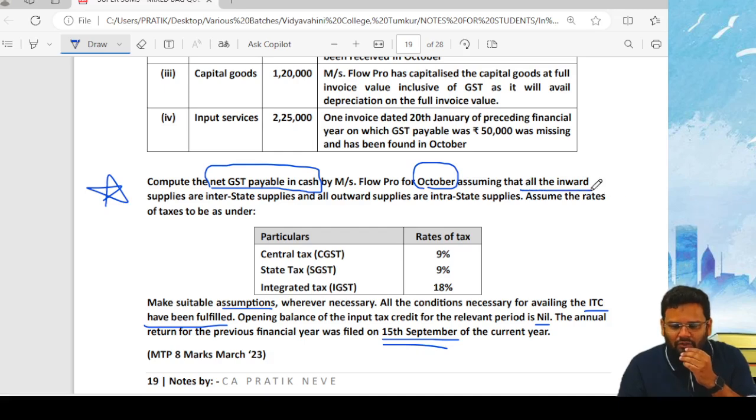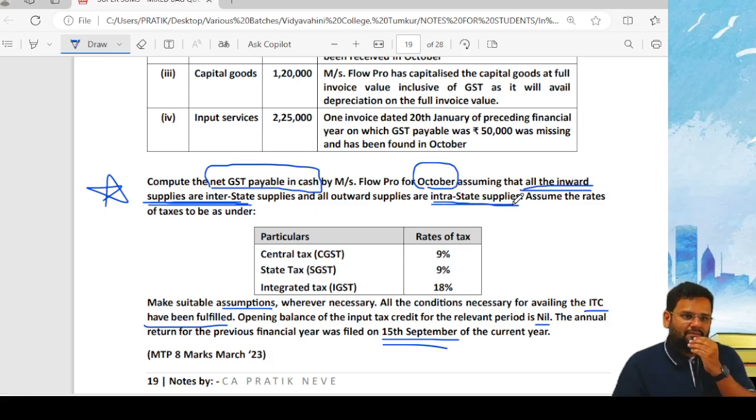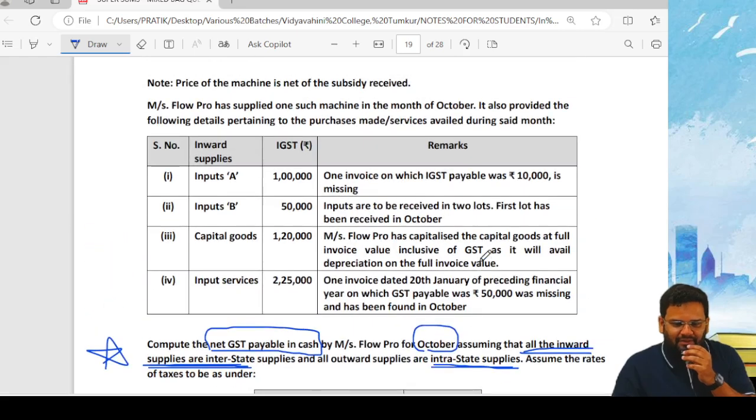Assuming that all inward supplies, underline, you can't miss out such points, all inward supplies are interstate and all outward supplies are intrastate. Inward supplies interstate, outward supplies intrastate. Means inward supplies IGST, outward supplies CGST and SGST. Assume that the rate of taxes are as follows: CGST 9, SGST 9, IGST 18. Clear? Let's see now step by step.